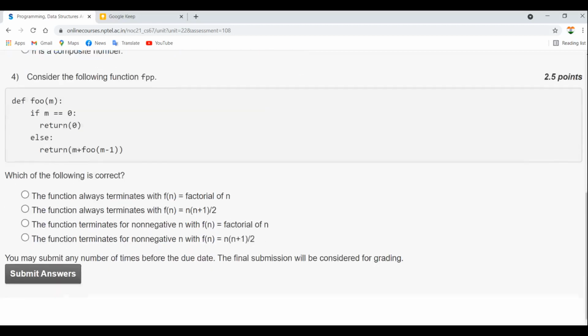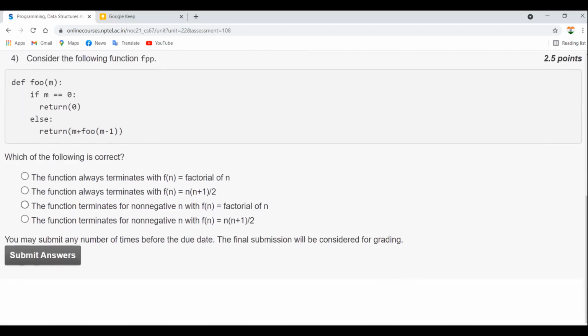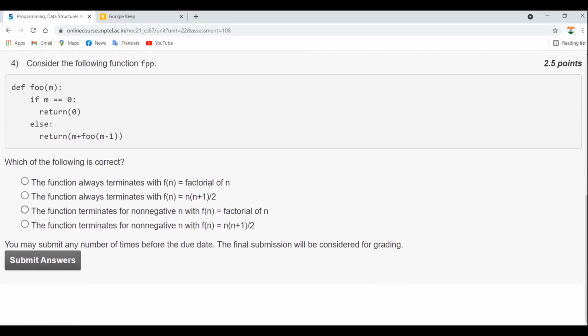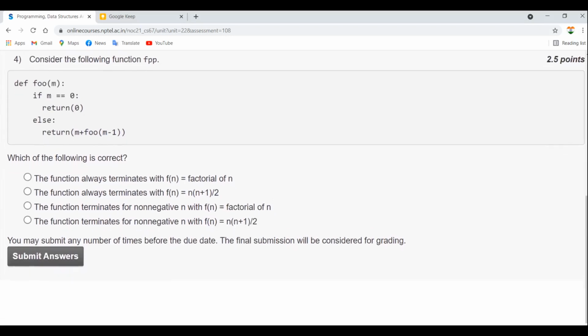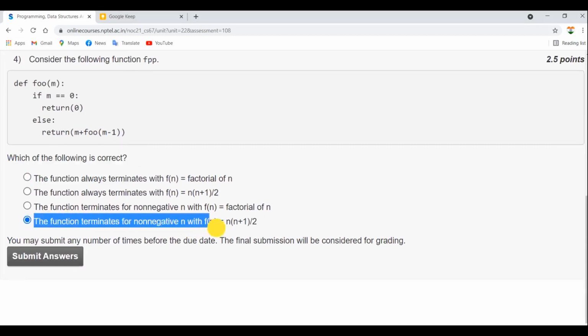Question number 4. Consider the following function fpp. Then this is the code. Which of the following is correct? And the answer is option number D. The function terminates for non-negative n with f of n equal to n into n plus 2 by 2.